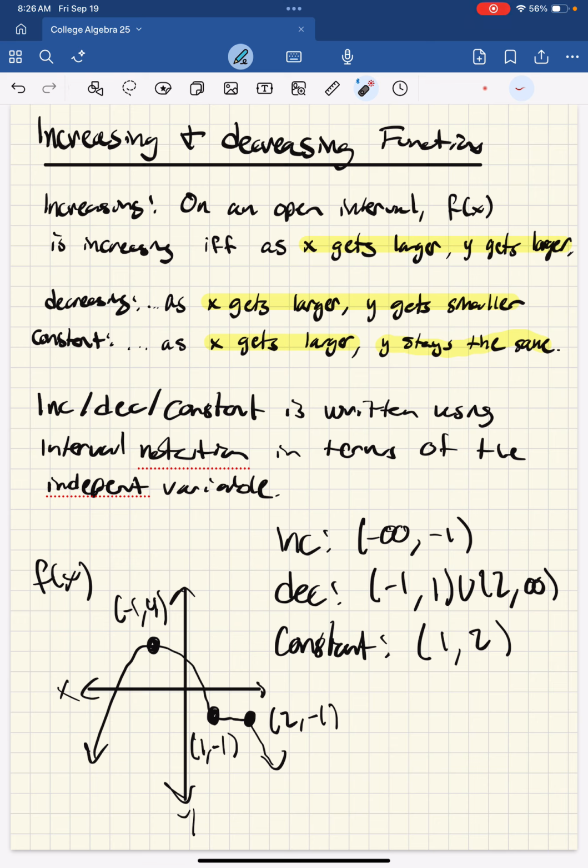So increasing is negative infinity to -1. Then decreasing is from -1 to 1, union 2 to infinity. And then constant is from 1 to 2.